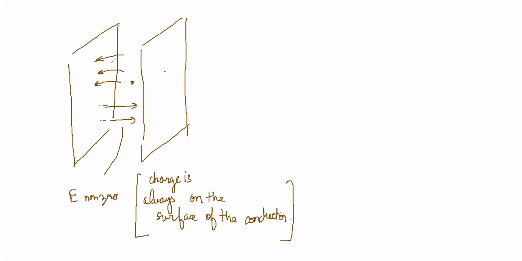Now, if field is zero inside the conductor, you can take any Gaussian surface inside, right? And field is zero here, here zero, everywhere zero. So flux through the Gaussian surface must be zero, right? Therefore, Q inside that Gaussian surface must be zero. If Q inside that Gaussian surface is zero, that means there is no net charge inside the conductor, right?